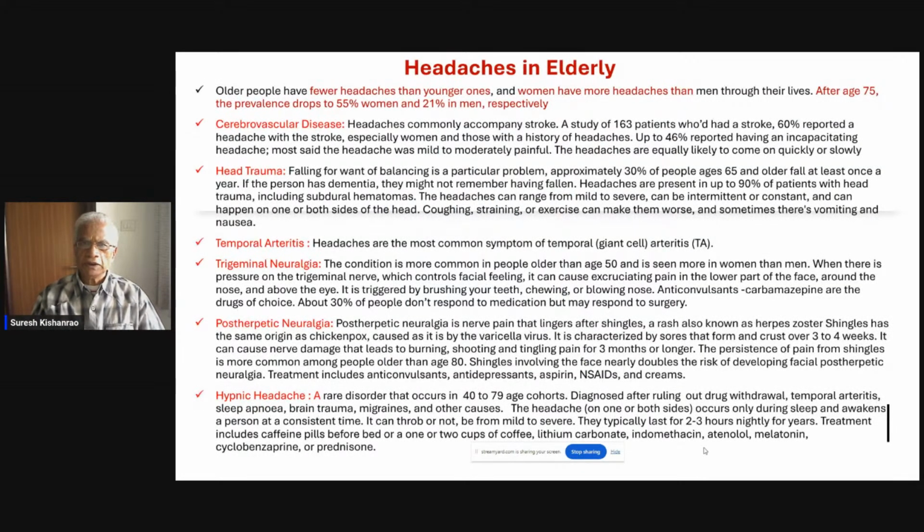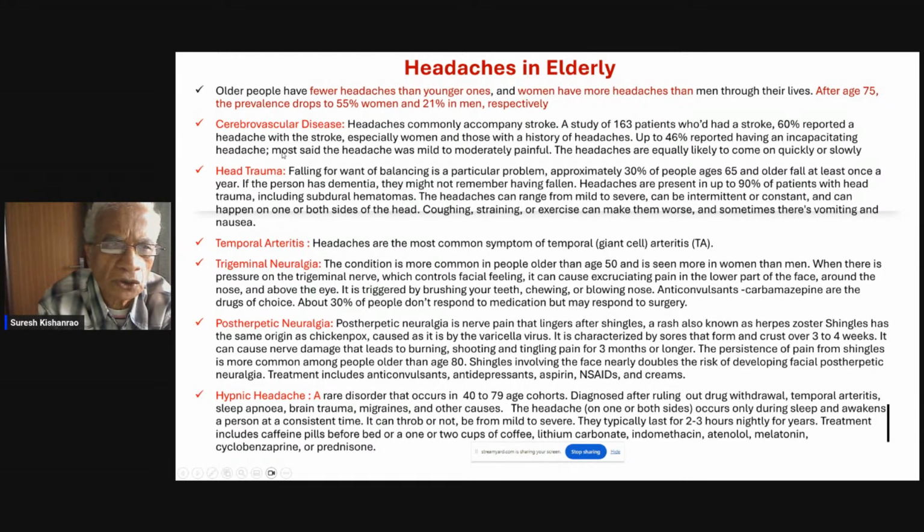Next, we look at the headache in the elderly. Here, as we grow older, headaches start reducing. After the age of 75, the headache drops by 55% in women and 21% in men. That means men suffer much less.